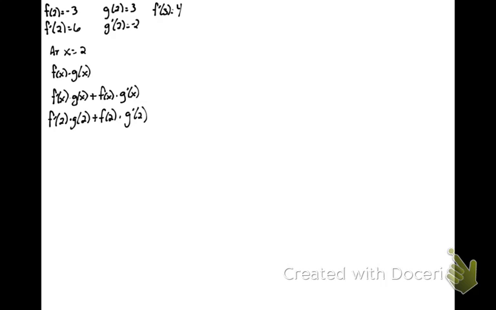And we were given that f prime of 2 is negative 3, g of 2 is 3, f of 2, f prime of 2 is not negative 3, it is 6. f of 2, though, is negative 3, and g prime of 2 is negative 2. So altogether this is 18 plus 6, or 24. So the derivative, in this case, of f of x times g of x at x equals 2 is 24.